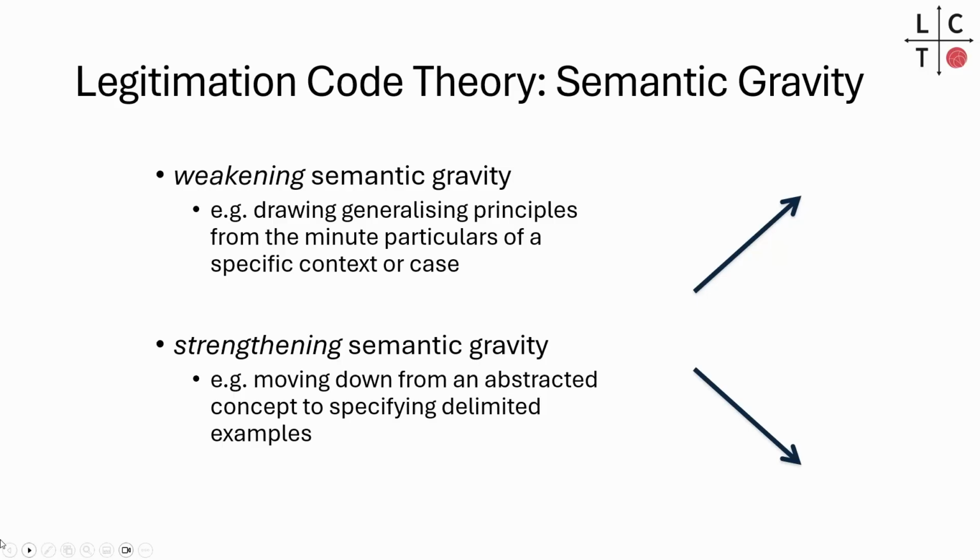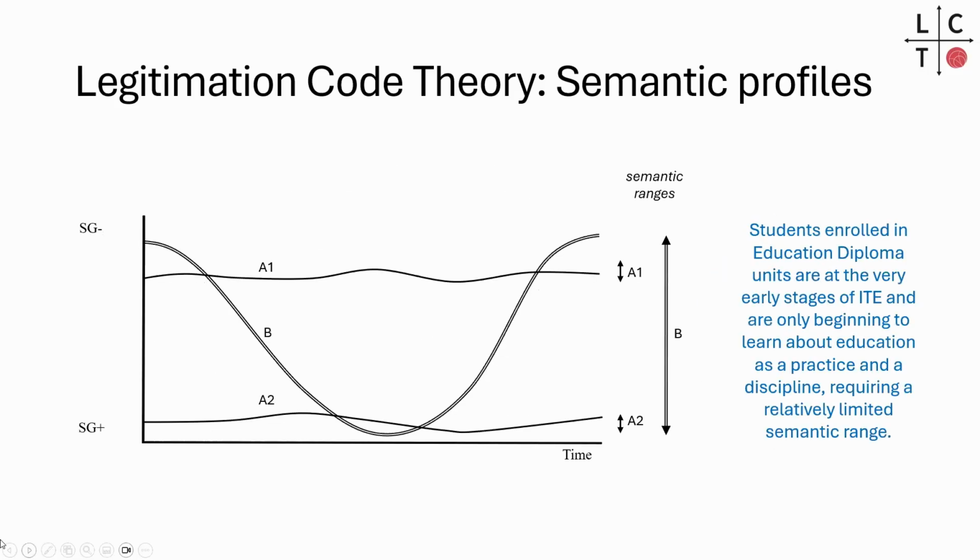The other one that I found really important here was the notion of semantic profiles and semantic ranges. And so we can map how the semantic gravity changes over time, and we can see the shifts. I found this really useful for thinking about the semantic range that was required by the students. Students at different stages of their education have different profiles, different entry points, different exit points, how much they needed to move between the two degrees or the relative strengths of these as well.